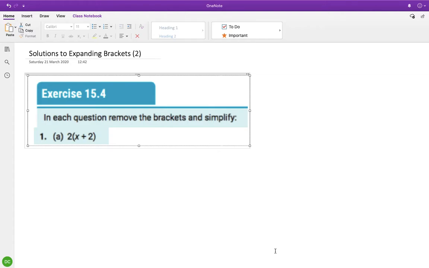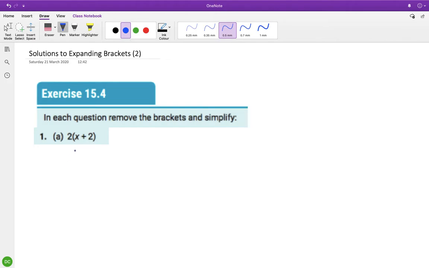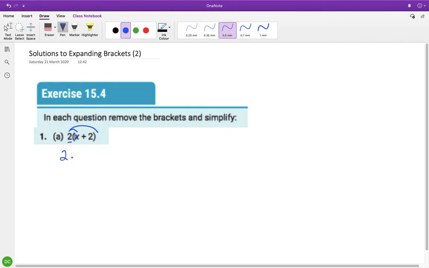This homework from Friday started off kind of nice and straightforward. So you're going to take the 2 and distribute it across the bracket, which means you're going to multiply it by the x and the 2. So 2 times x, there's an invisible 1 here. So 2 times 1 is 2, and the only letter is x.